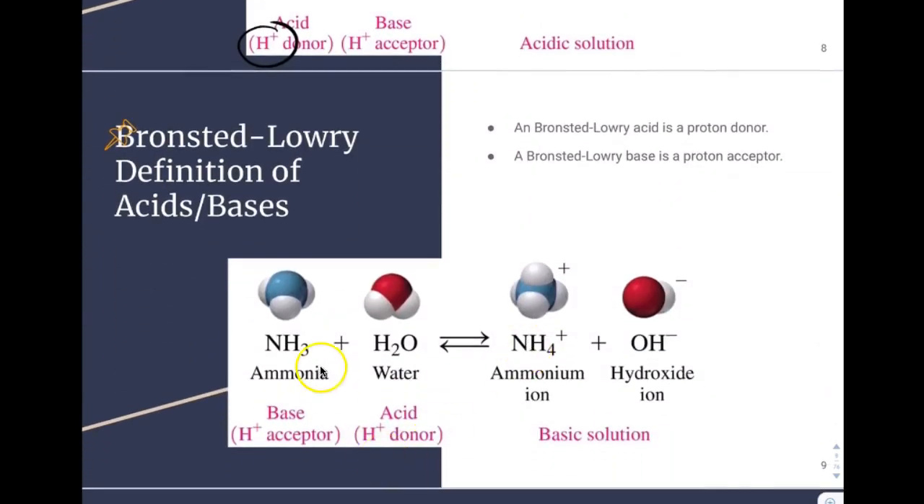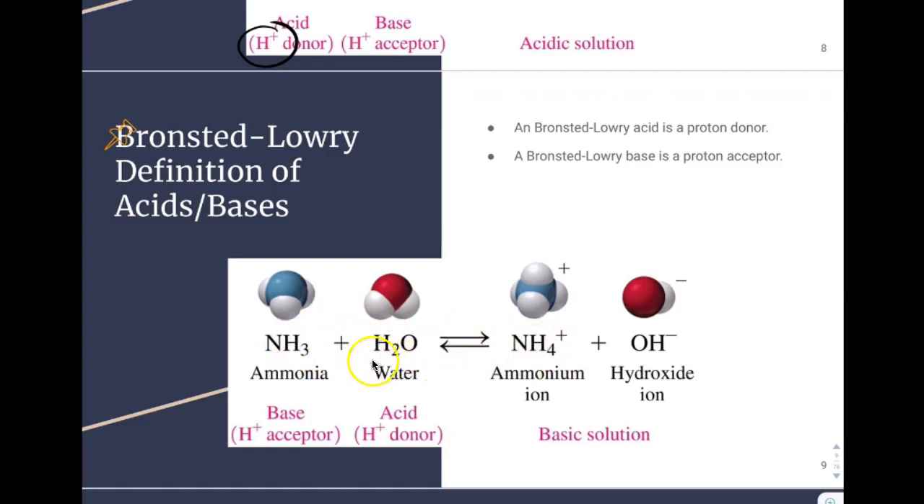We can see here ammonia is reacting with water, and notice that it's a double-sided arrow, meaning that it doesn't go very well to the right. It doesn't go all the way. So you remember this from your electrolyte slide. This would be a weak electrolyte. So you can see, let's track what's going on here.